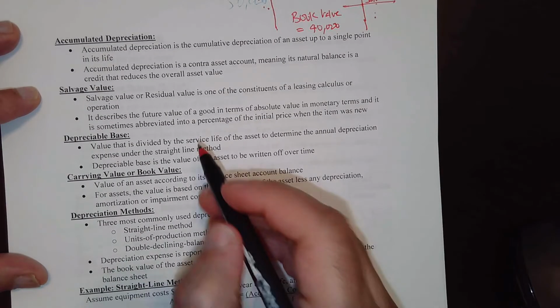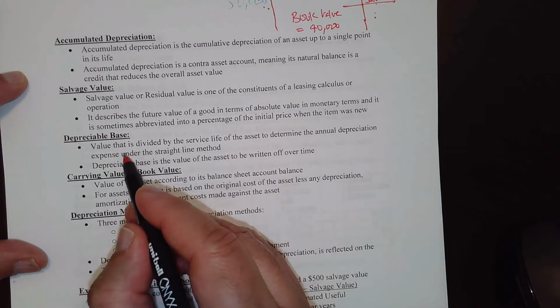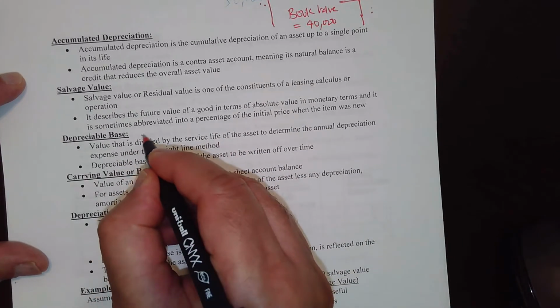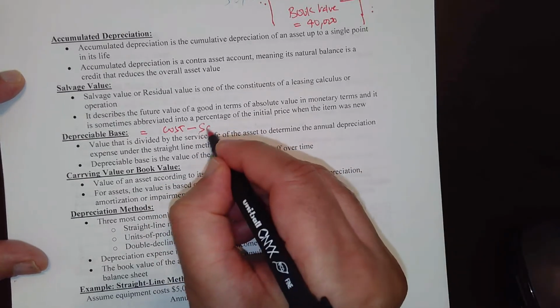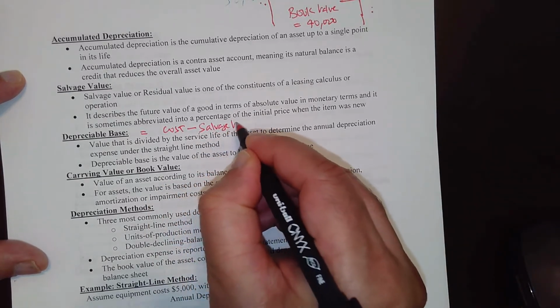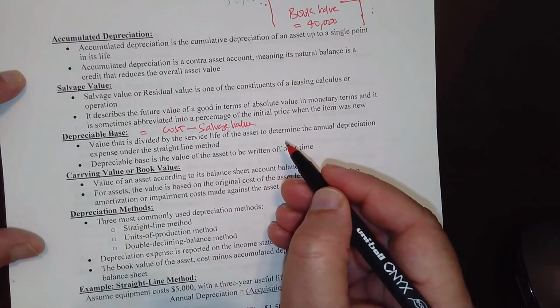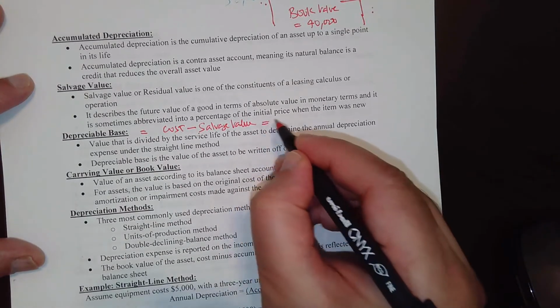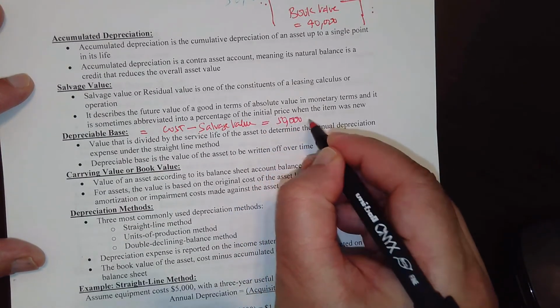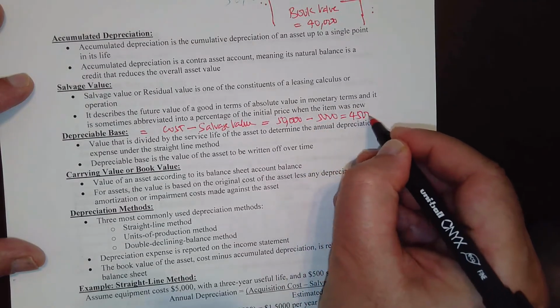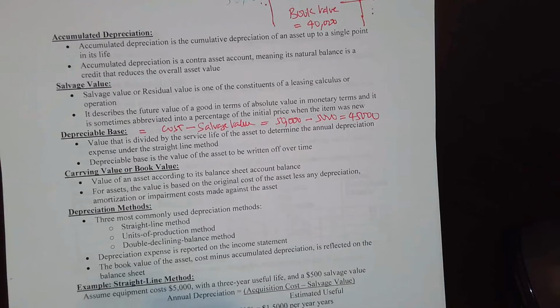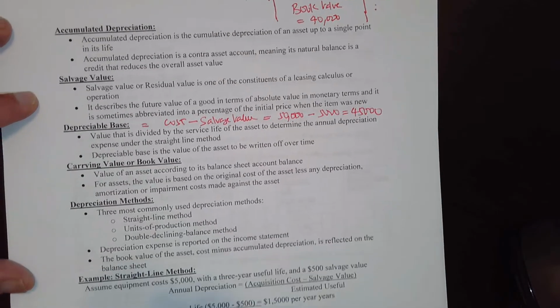We already discussed the salvage value. Depreciable base is equal to cost minus the salvage value. So for example, in our case, the cost of the truck is $50,000 and the salvage value is $5,000. So the depreciable base is $45,000, for however many years we're going to depreciate.